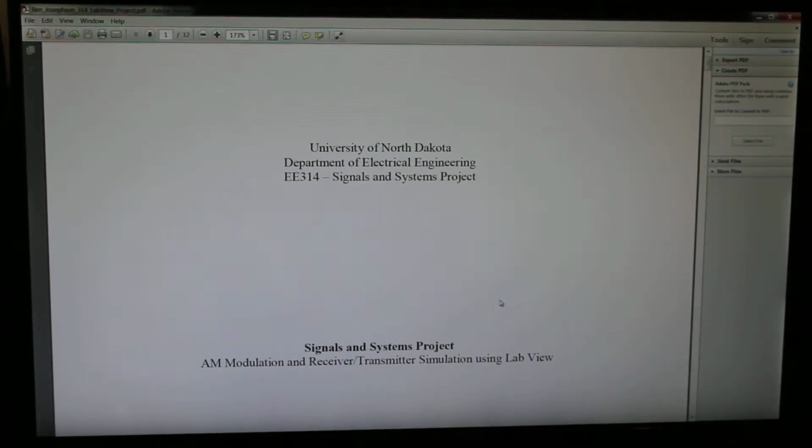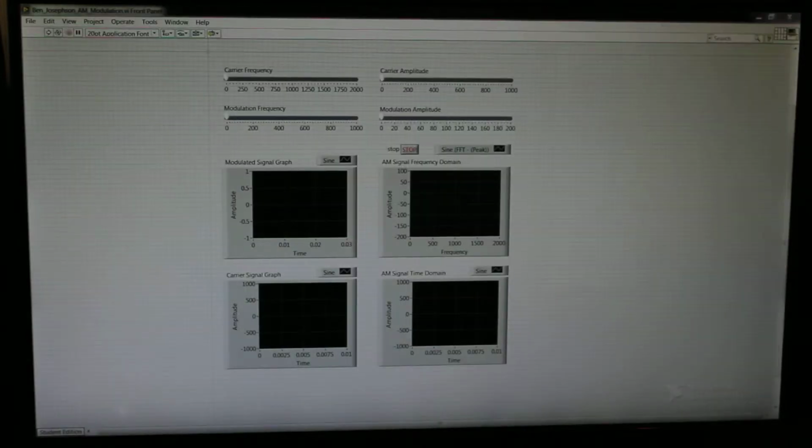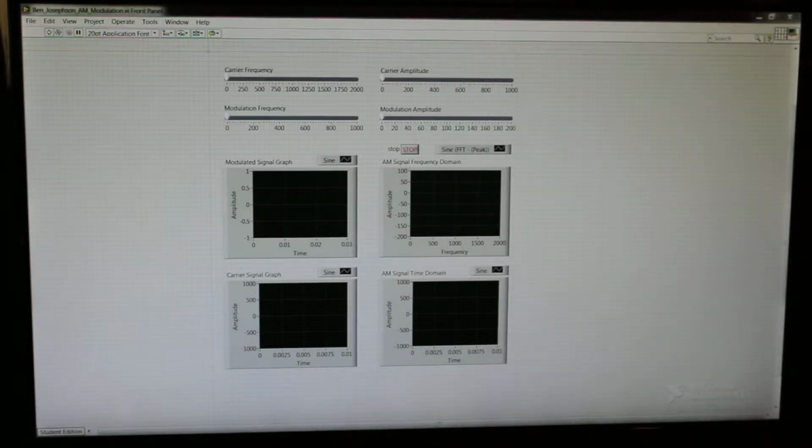I'm a student at the University of North Dakota in the Distance Engineering degree program, and this is my Signals and System project on AM modulation, receiver and transmitter simulation using LabVIEW software. The idea for this experiment came from a desire to find a way to put together all the concepts that we've learned over the course of the semester.